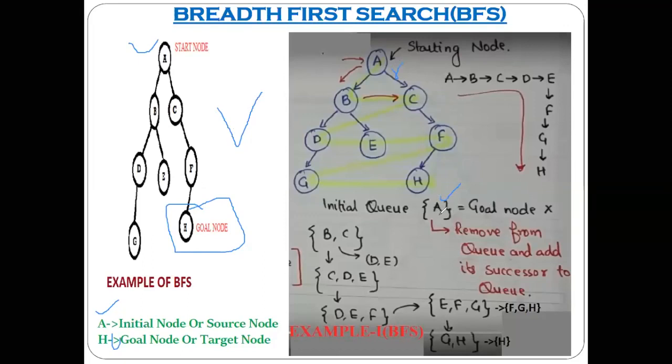Then what is the next step in the algorithm? You have to check whether A is the goal node or not. But A is not the goal node, correct? So you remove A from the queue. I have written here: remove it from the queue and add its successors to the queue. That is nothing but the meaning of exploring A. Why are you removing it? Because it is not the goal node.